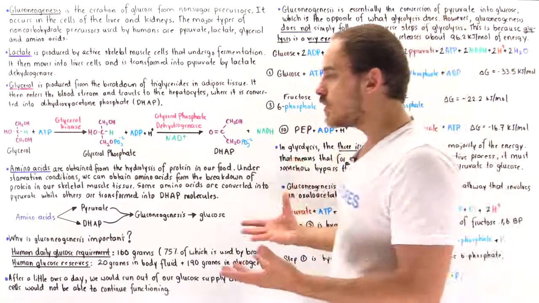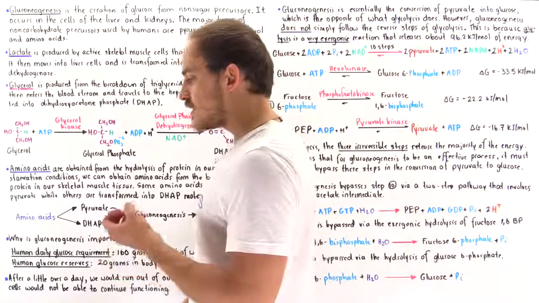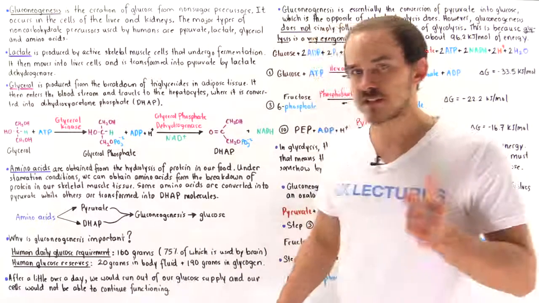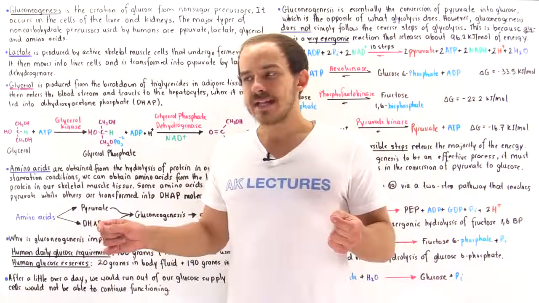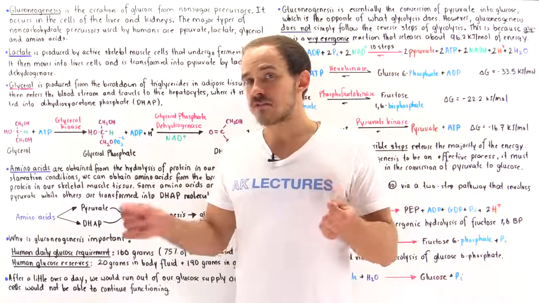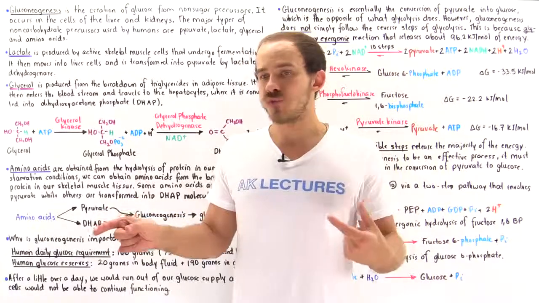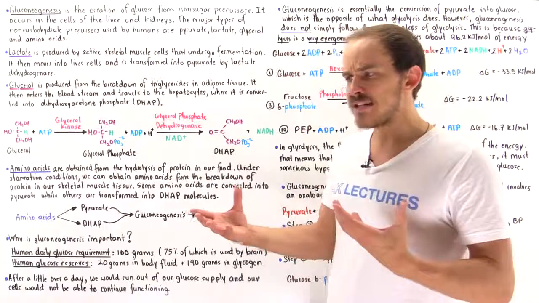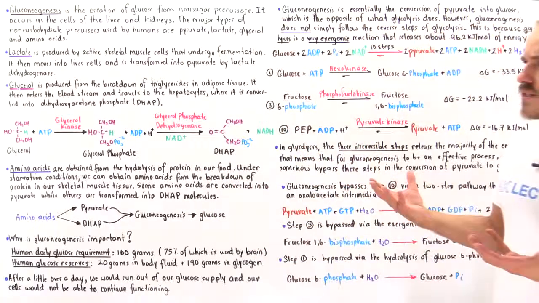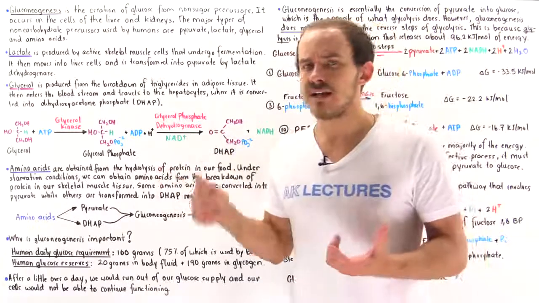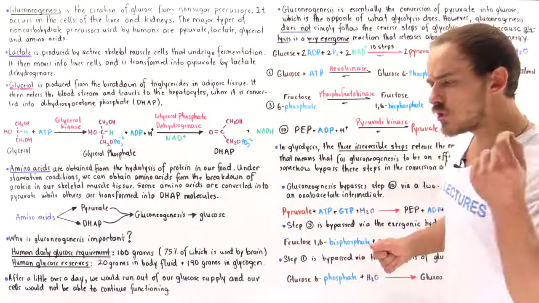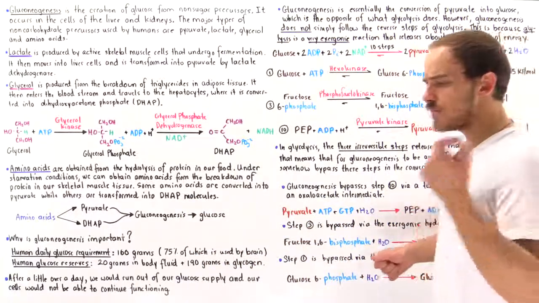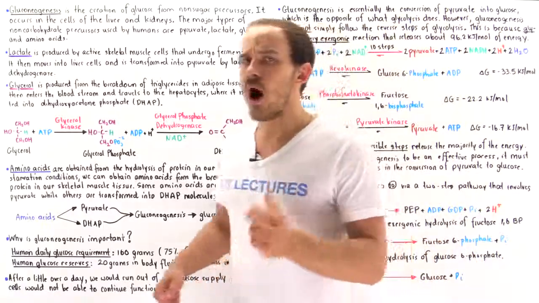So I said earlier that gluconeogenesis is essentially the process by which we transform the pyruvate molecules into glucose. And remember that glycolysis transforms glucose into pyruvate. So at first, it might seem like gluconeogenesis is simply the reverse of glycolysis. Now, that's not actually true. And gluconeogenesis is not simply the reverse of glycolysis. Why?